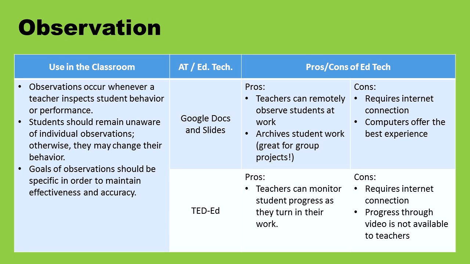Observations occur whenever a teacher observes a student's behavior or performance in the classroom, and it's typically better if these are conducted without students' knowledge that their behavior is being inspected, otherwise that can create some bias. Goals of observations should remain specific in order to maintain their effectiveness and accuracy.